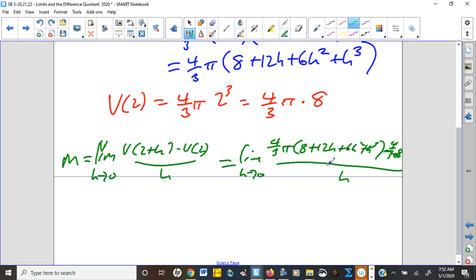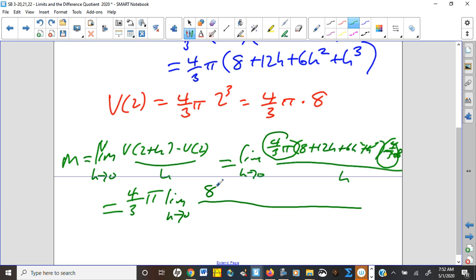So here's why I didn't multiply that 4/3 out, because now it's just a constant. This 4/3 pi is just a constant. So I'm just going to factor that out of the limit. 4/3 pi. Technically, I'm taking the limit as h approaches 0, but there's no h in there, right? So it's just going to be 4/3 pi, and that's cool. So here is the rest of what's going on. 8 plus 12h plus 6h squared plus h cubed minus 8. And we need that 8 and that -8 to cancel, and they do.